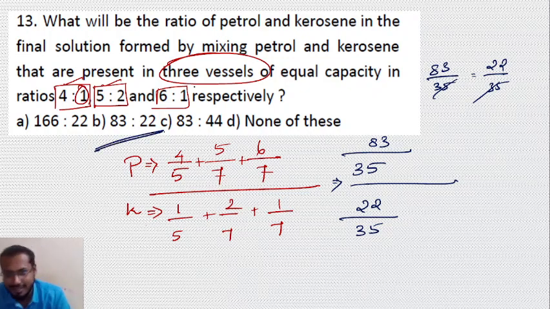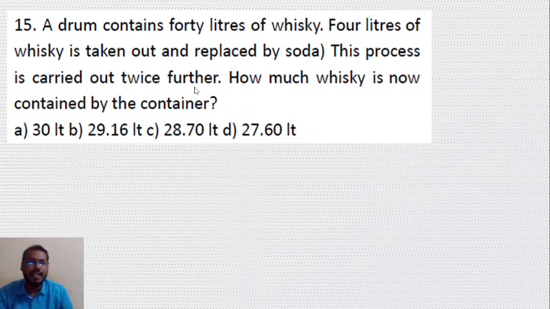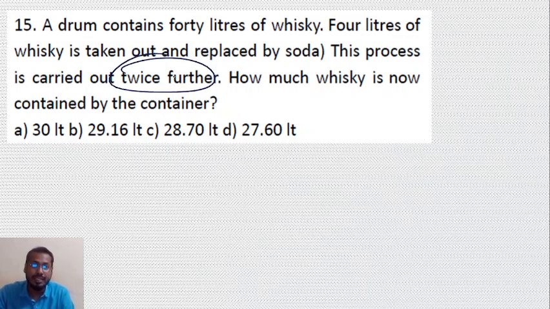Got it? Next question. A drum contains 40 liters of whiskey. 4 liters of whiskey is taken out and replaced by soda. This process is carried out twice further. How much whiskey is now contained by the container? Two things I need to tell here. One is the process is repeated. If the replacement had happened once, I could draw a butterfly diagram and get the answer. But here, this replacement was done twice.